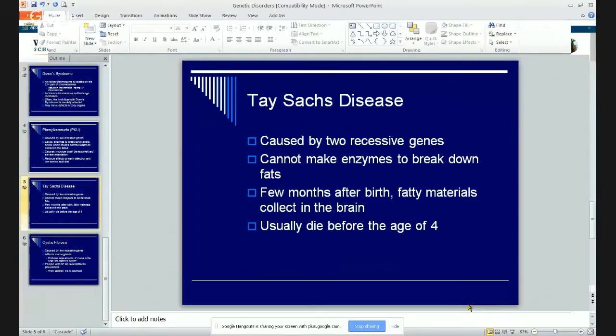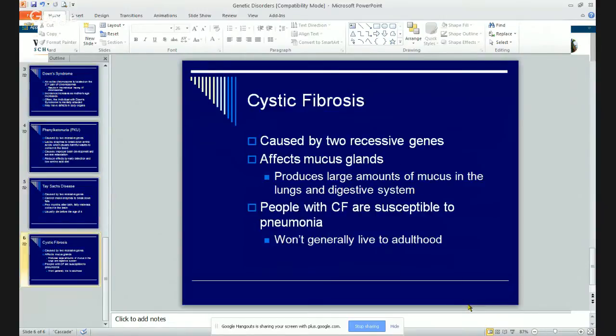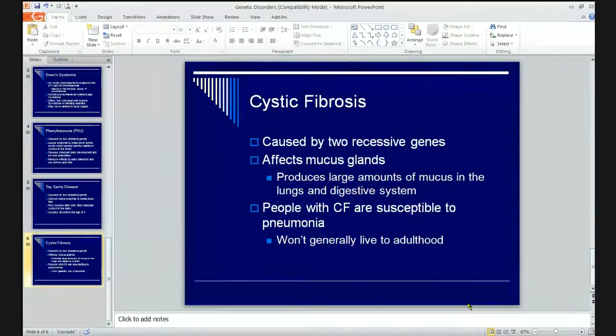Okay, it's a pretty short set of lectures today. So your last one is cystic fibrosis. With this one, it's caused by two recessive genes. So again, you need to get this particular gene from mom and from dad. This one affects your mucus glands. So the glands that produce your mucus. So with these individuals, when they have both copies of the cystic fibrosis gene, they end up producing large amounts of mucus. So much so that it starts collecting in your lungs.